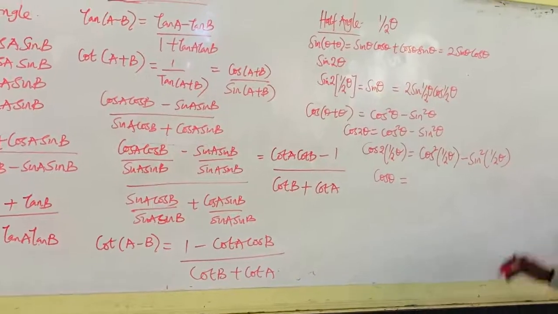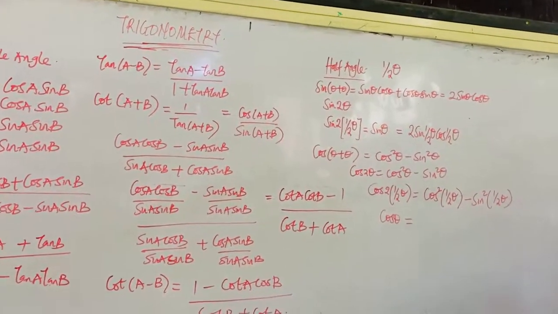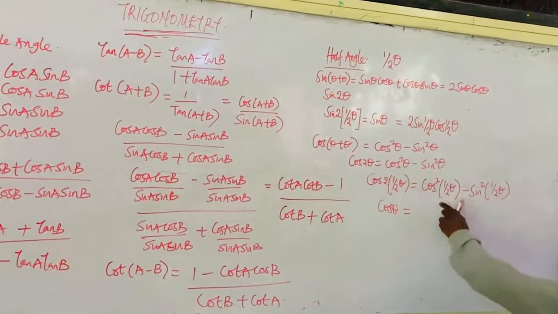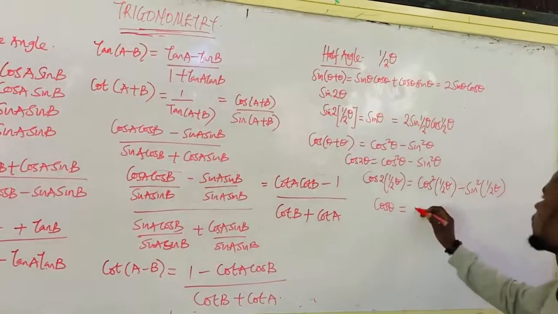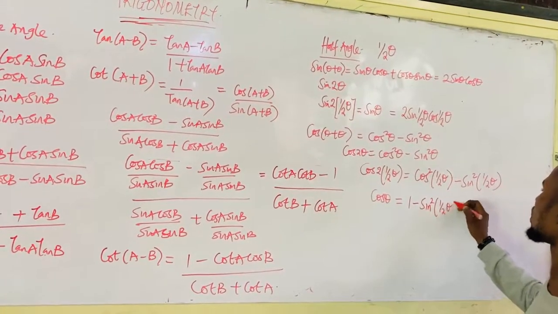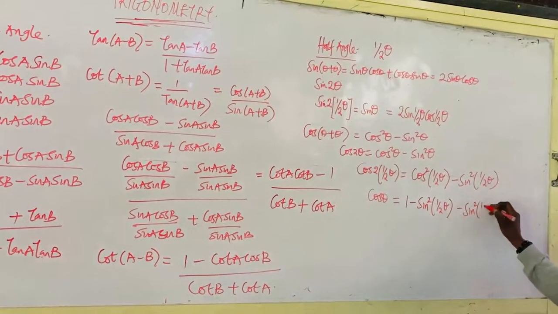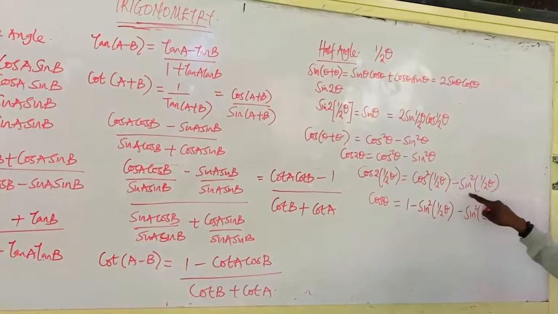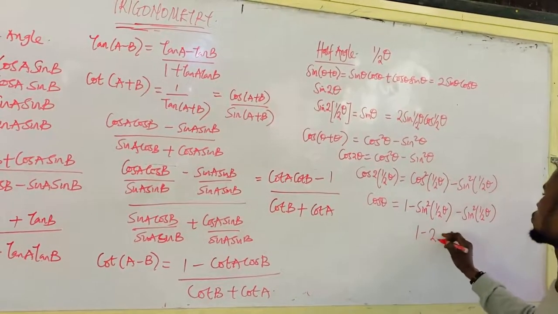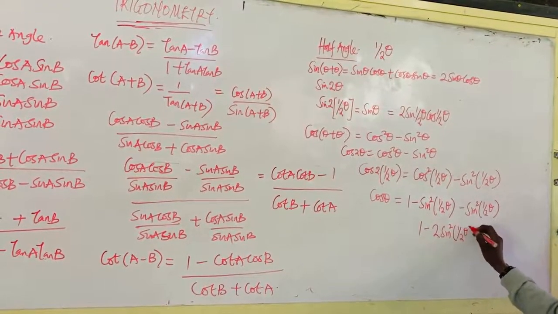But recall that sine square theta plus cos square theta is 1. So cos square 1 over 2 theta can be written as 1 minus sine square 1 over 2 theta, minus sine square 1 over 2 theta. Or we can write this as 2 cos square 1 over 2 theta minus 1. That's 1 minus 2 sine square 1 over 2 theta.